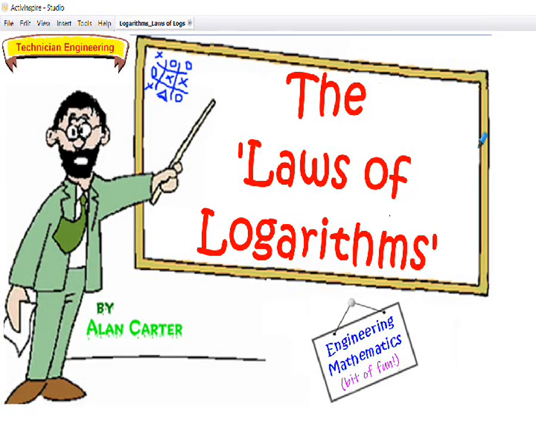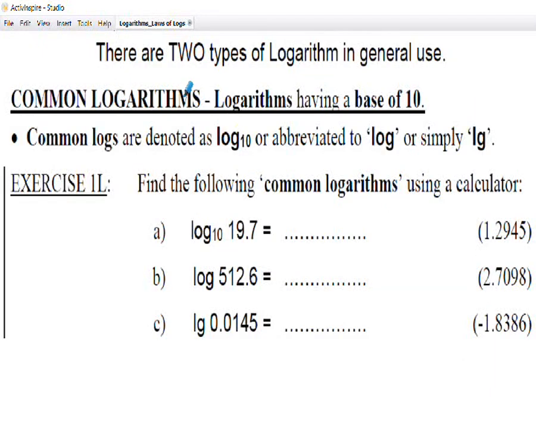Hello and welcome to this presentation on the laws of logarithms. This presentation builds on a previous presentation looking at the definition of a logarithm. From our previous presentation, there are two types of logarithm in general engineering and scientific use.